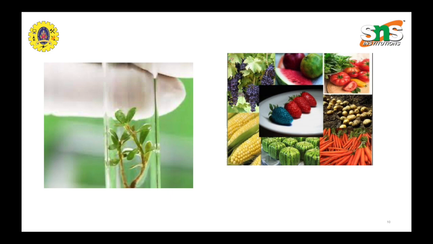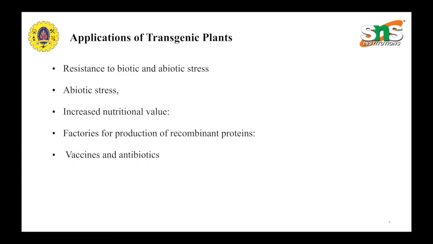There are some important applications of transgenic plants. The main application is resistance to biotic and abiotic stress. Biotic stress is imposed on plants as a result of the action of living beings such as viruses, bacteria, pests, and pathogens. To relieve the plants from such stress, they are incorporated with disease-resistant genes, which gives a better yield and quality to the crops.